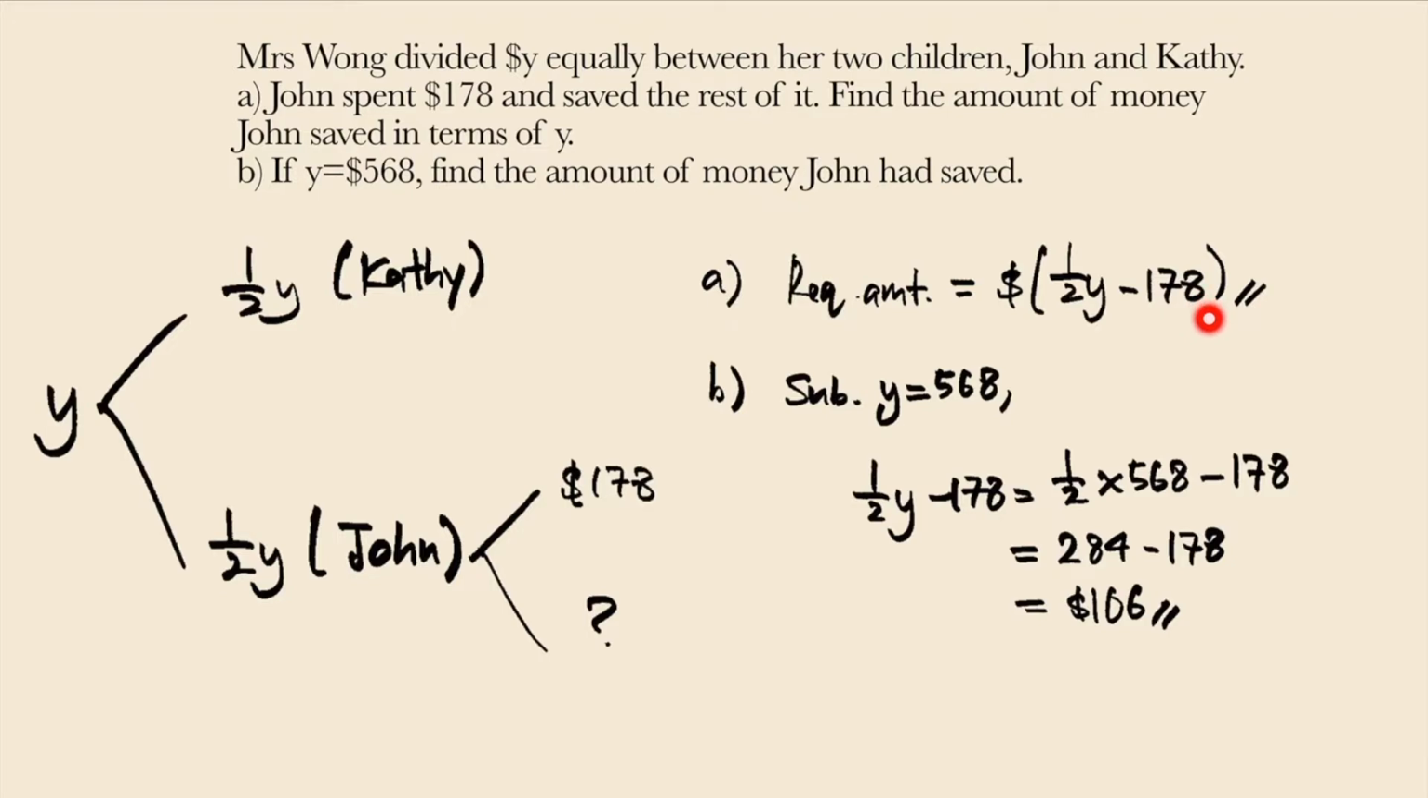Next, if Y is 568, find the amount John saved. Well, we're just going to substitute 568 into this expression here, and basically 568 divided by 2 gives us 284. Do the subtraction and you should arrive at $106.